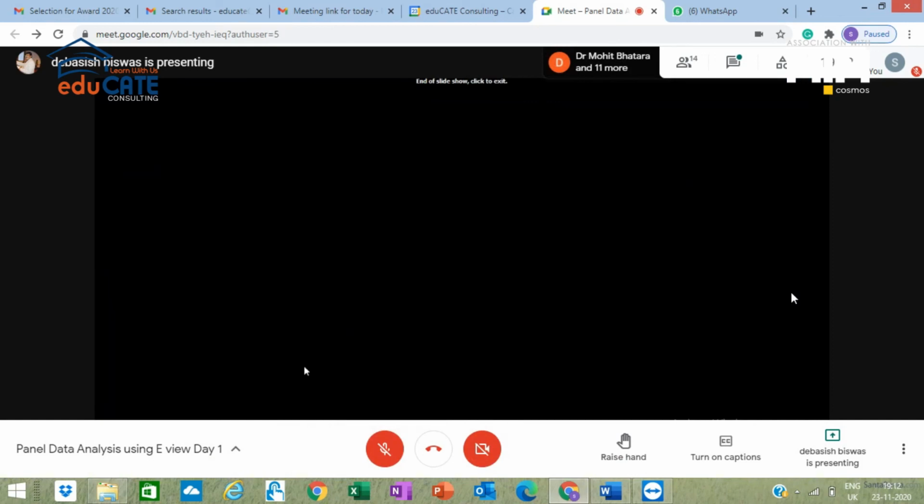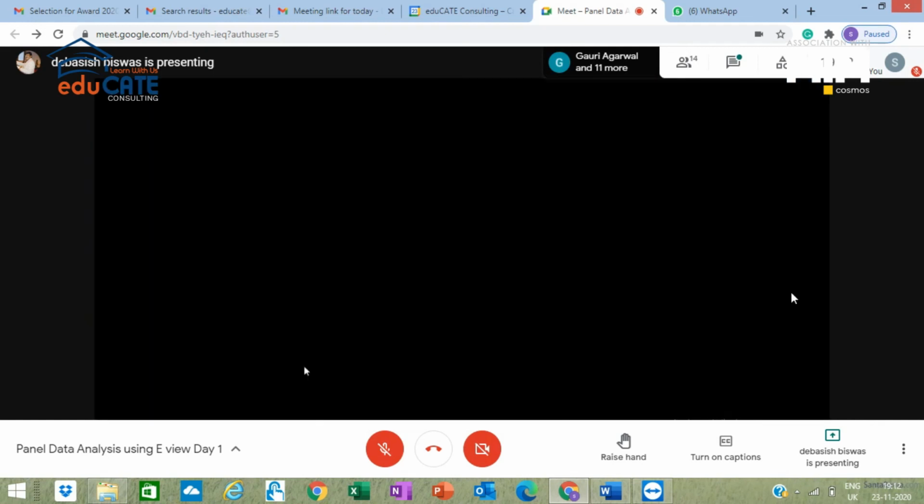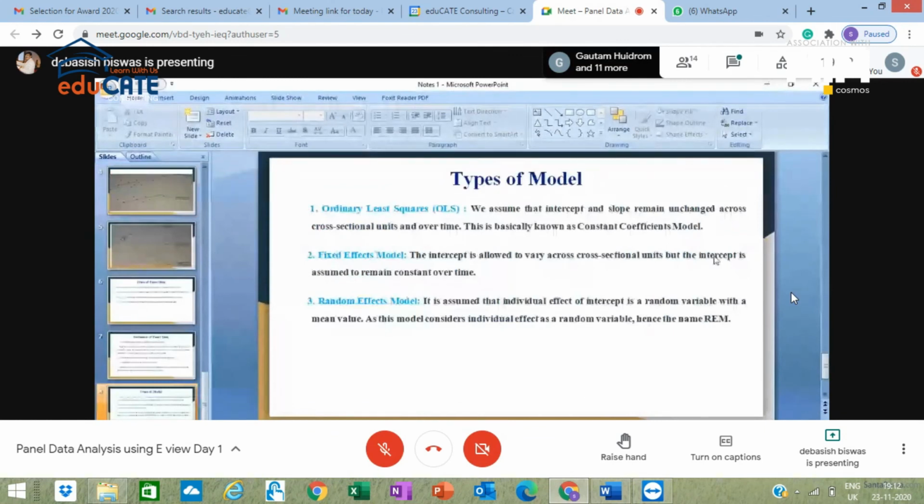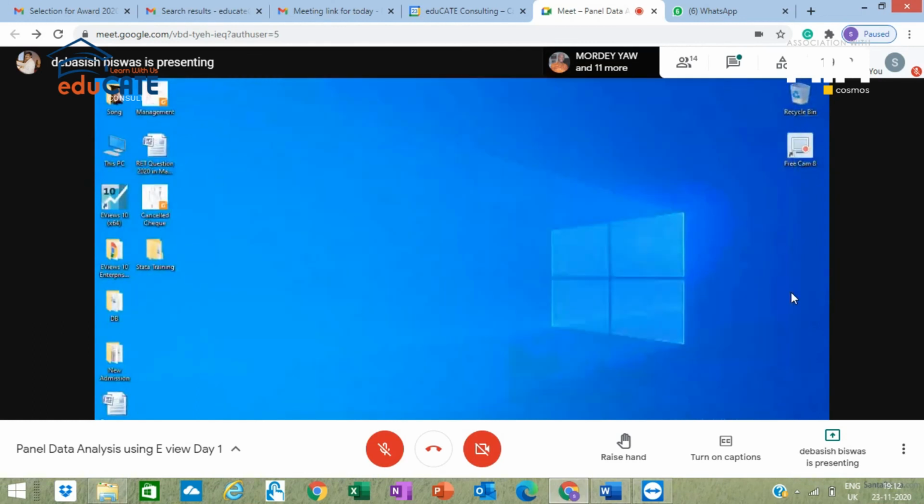Yes, now I'm just showing how the data will be imported into this software. Just look at this. Suppose this is my Stata. I am just clicking here.